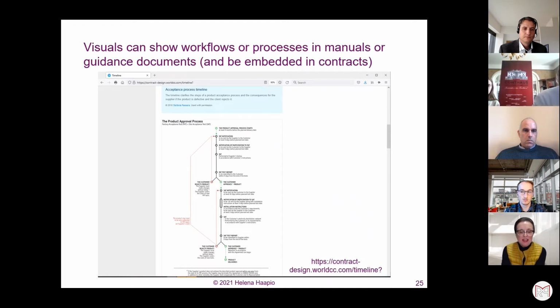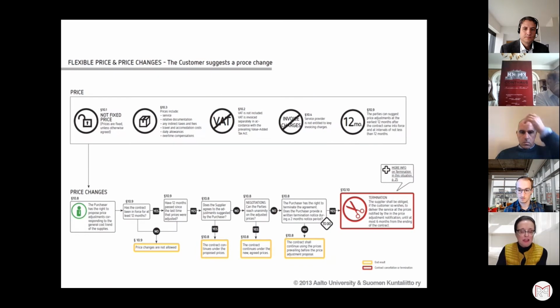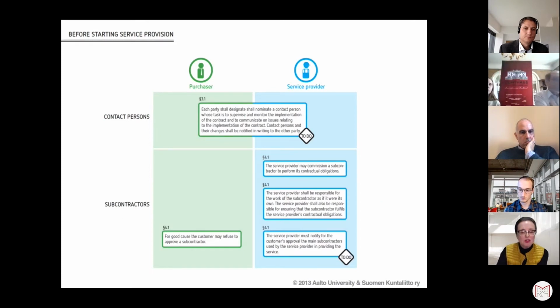Here's one example. Contract visuals, they can show workflows or processes. They were used in manuals, guidance documents frequently, but not contracts themselves necessarily. So we started doing that. Here's a guide, an early guide done in Finnish by Stefania and a research team. You may have seen pictures taken from it. That was really new, innovative at that time when we started doing this, showing where things will need to follow a certain step-by-step procedure, show it in a manual, or you can even do it in the contract.